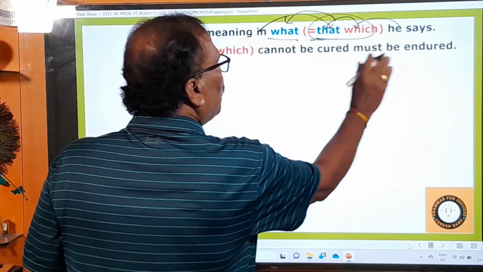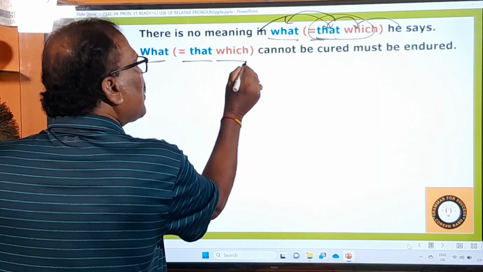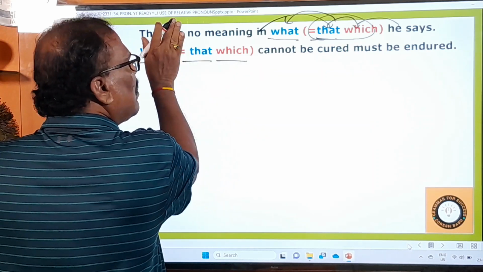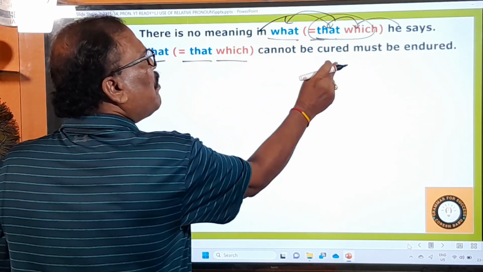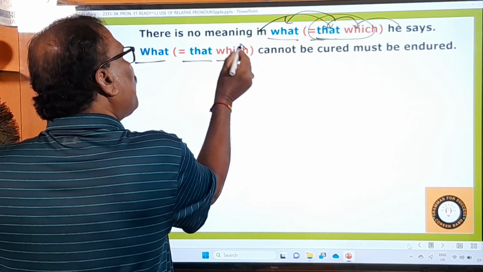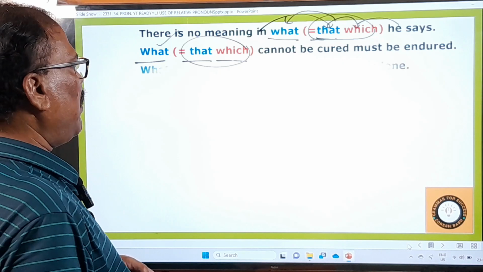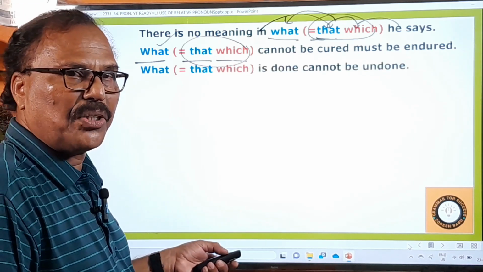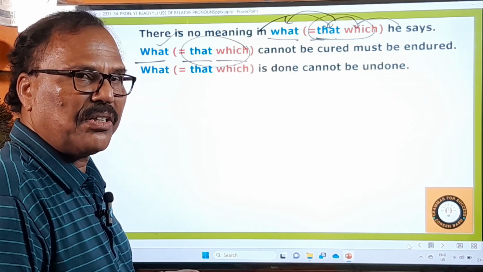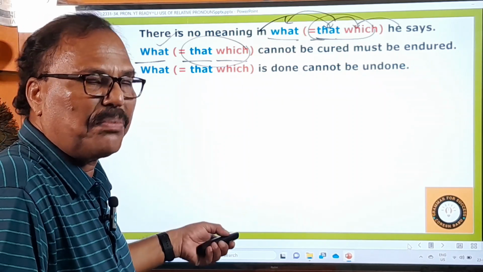What cannot be cured must be endured. "What" means "that which cannot be cured". You can also say, that which cannot be cured must be endured. Okay, it's correct. But instead of these two words, now we are using "what". What cannot be cured must be endured. Whatever you cannot cure must be endured.